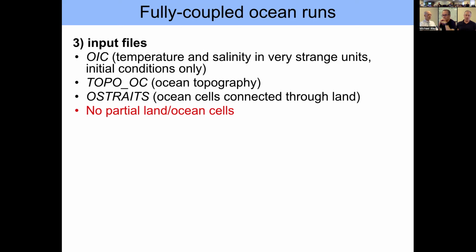We also have host traits that you can use if you need. It's basically a list of cells that are straits, basically joining two masses of water. Next slide.